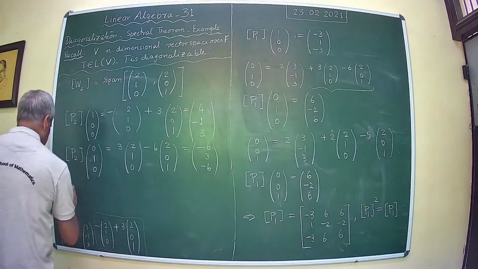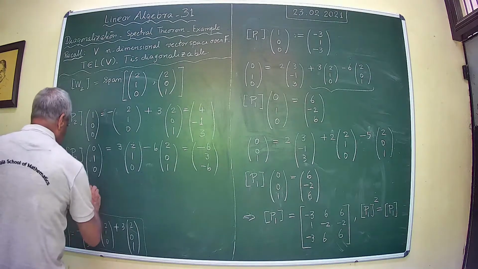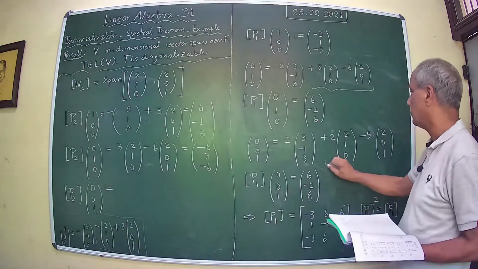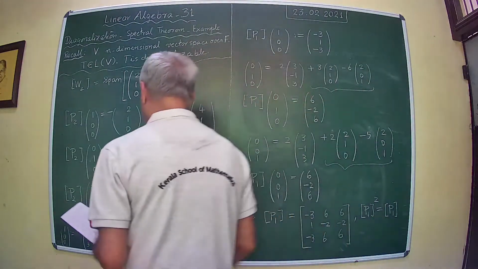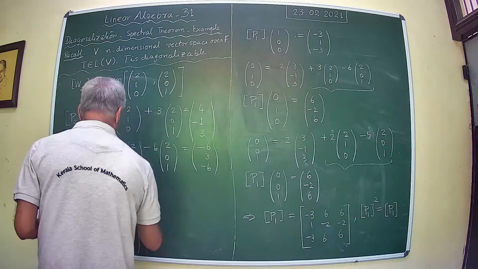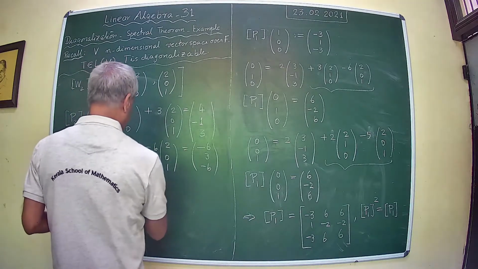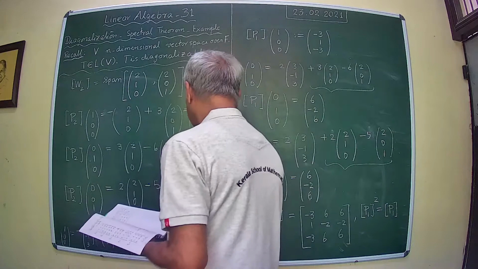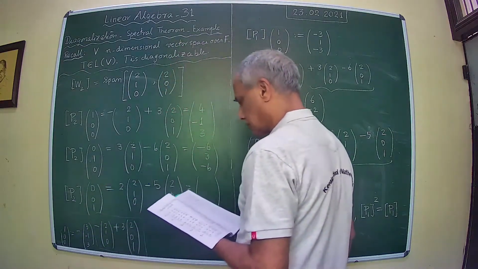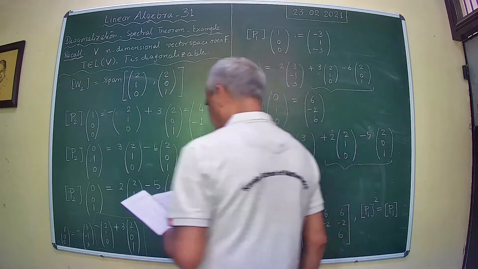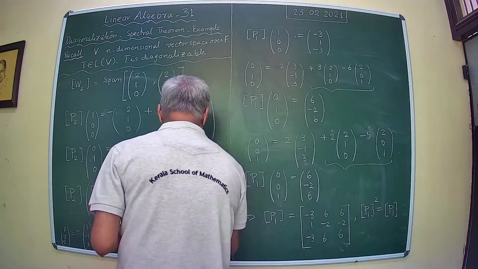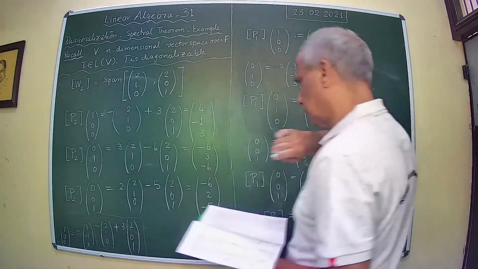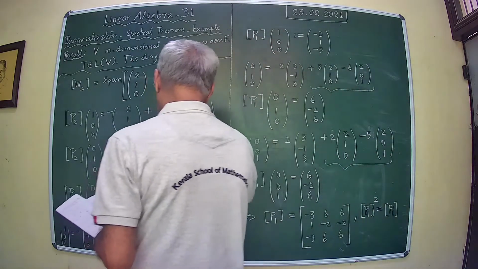And P2 of (0, 0, 1) works out to be simply this part. 2 times 2 and 0, and that turns out to be simply minus 6, 2, minus 6, 2, minus. This is correct.